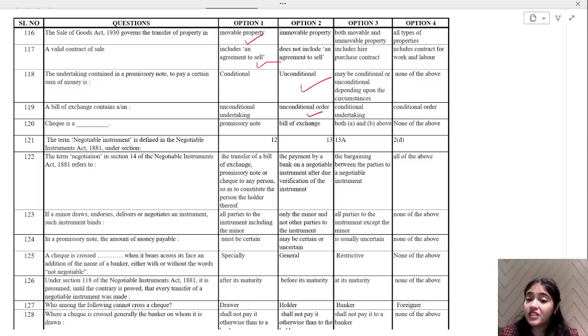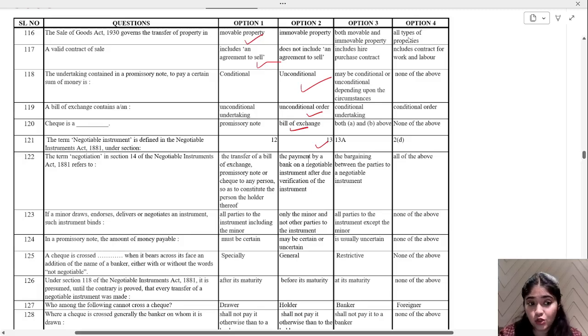Check is a promissory note, bill of exchange, both A and B, or none of the above. Tell me. Check is a bill of exchange. The term negotiable instrument is defined in the Negotiable Instrument Act 1881 under section 13. So sometimes they can ask you definition also.